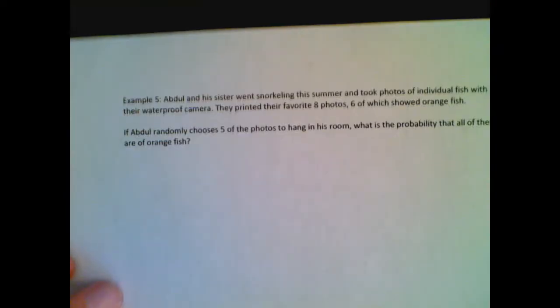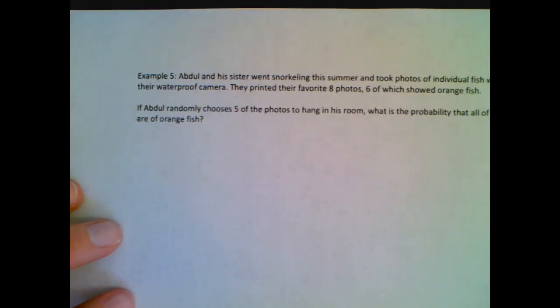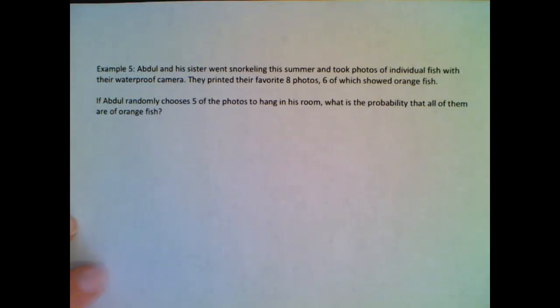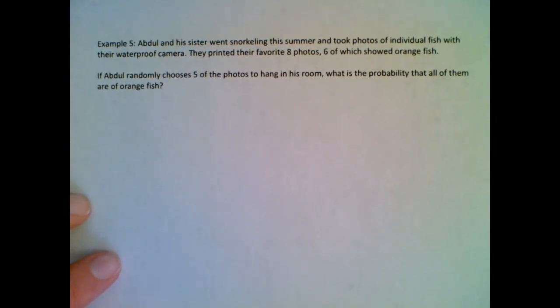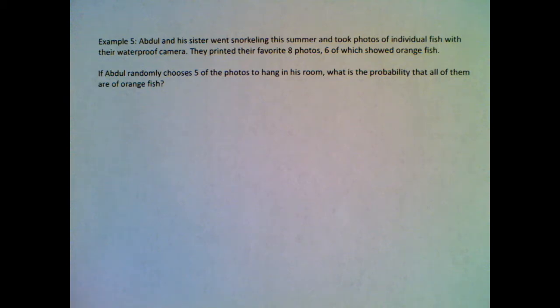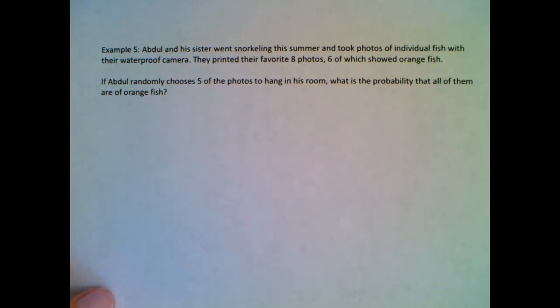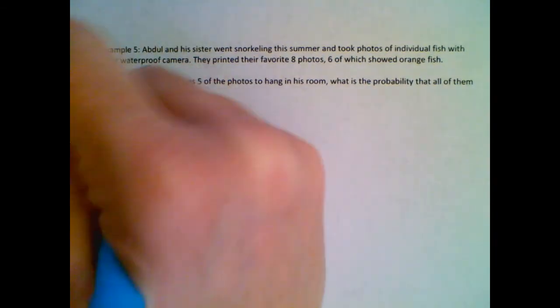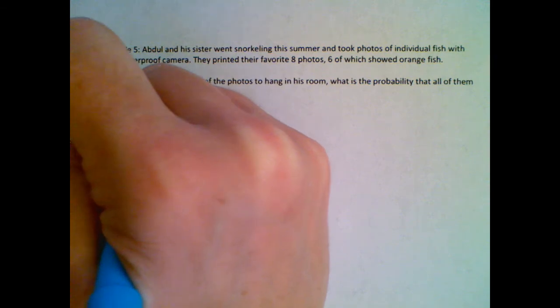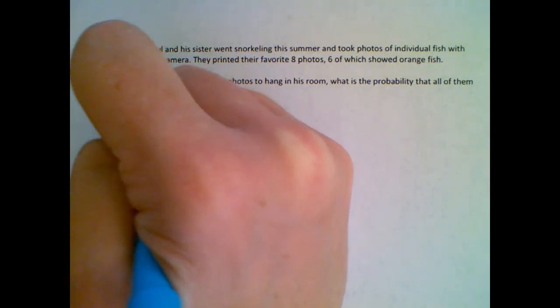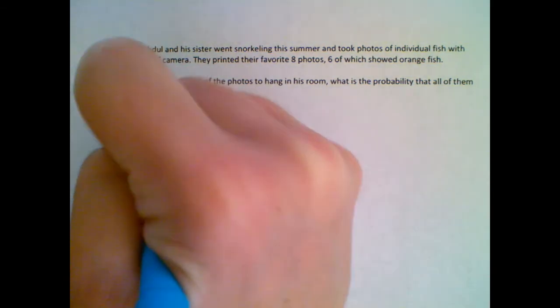All right, last problem. So Abdul and his sister went snorkeling this summer and took photos of individual fish with their waterproof camera. They printed their favorite 8 photos, 6 of which showed orange fish. If Abdul randomly chooses 5 of the photos to hang in his room, what is the probability that all of them are orange fish? So set up my P of E equal to N of E over N of S.